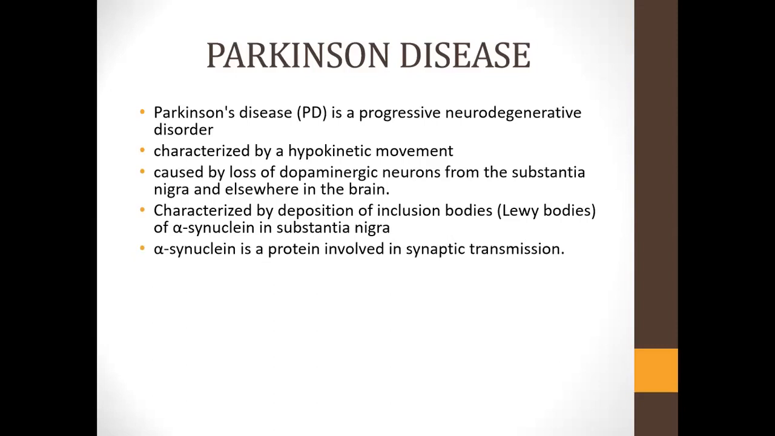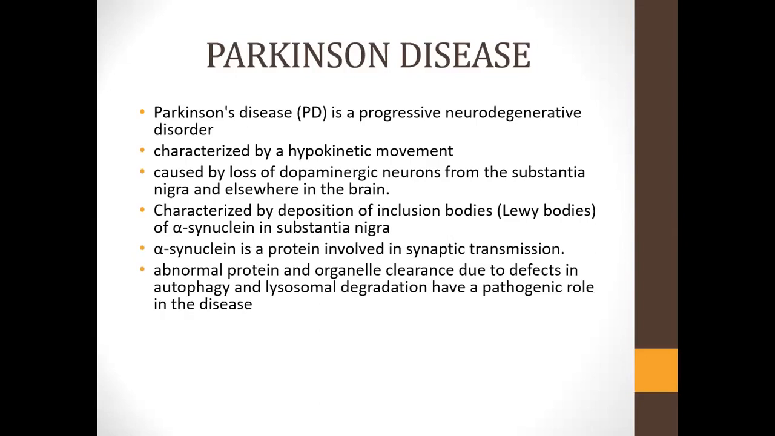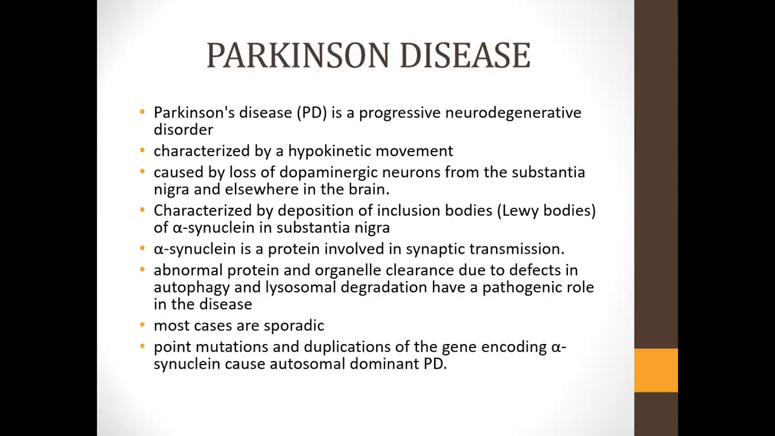The alpha-synuclein protein is involved in synaptic transmission, and abnormal protein and organelle clearance due to deficits in autophagy and lysosomal degradation have a role in this disease. So essentially what is happening is that due to defective autophagy, this protein will accumulate and cause the disease. Most cases are sporadic, but point mutation and duplication of the gene encoding the protein cause autosomal forms of Parkinson's disease.